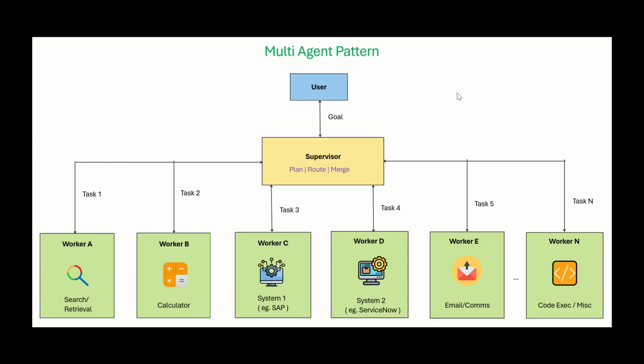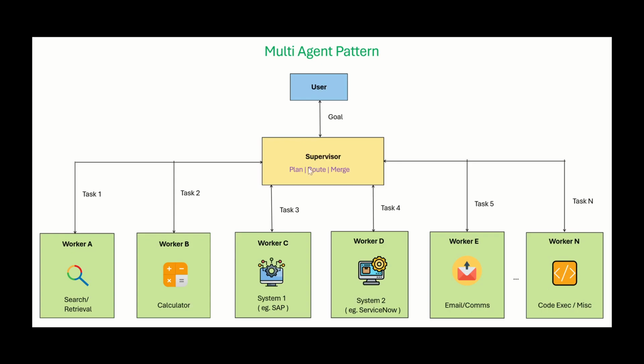Sometimes the task is too big for one AI. That's where multi agent collaboration shines. Think of it like a team. A supervisor breaks down the goal, assigns the tasks to specialist workers, and then merges their results to achieve that goal. Here, as you can see, the user gives a goal.